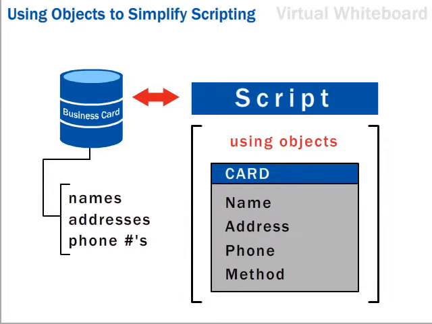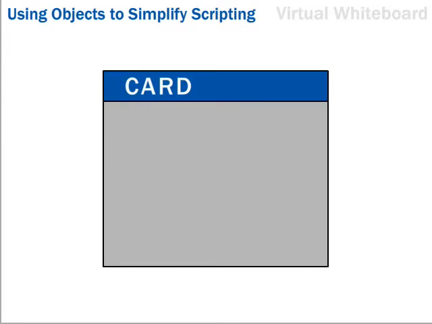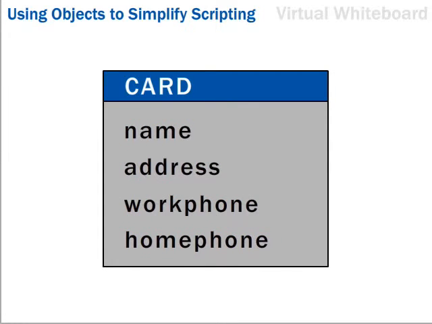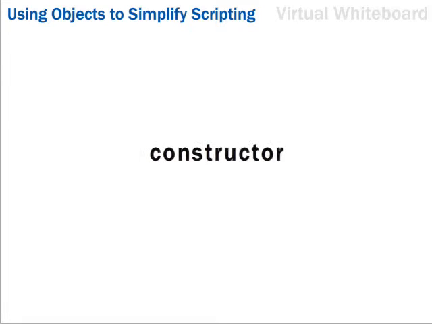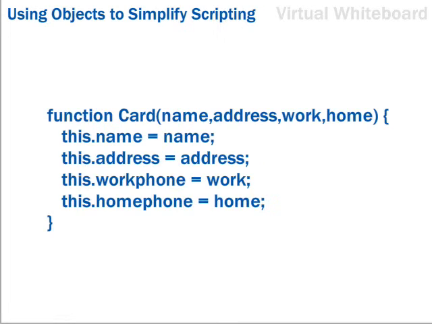The first step in creating an object is to name it and its properties. We've already decided to call the object a card object. Each object will have the following properties. The first step in using this object in a JavaScript program is to create a function to make new card objects. This function is called the constructor for an object. Here is the constructor function for the card object.